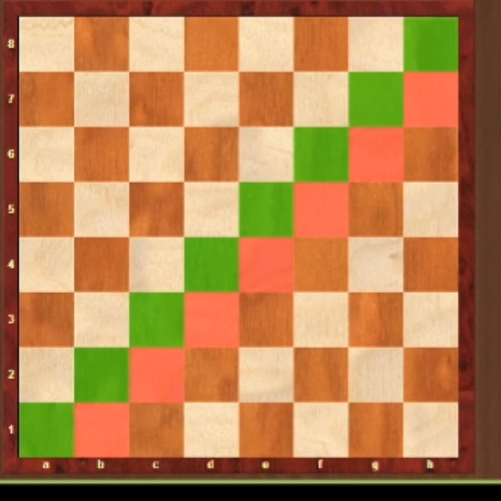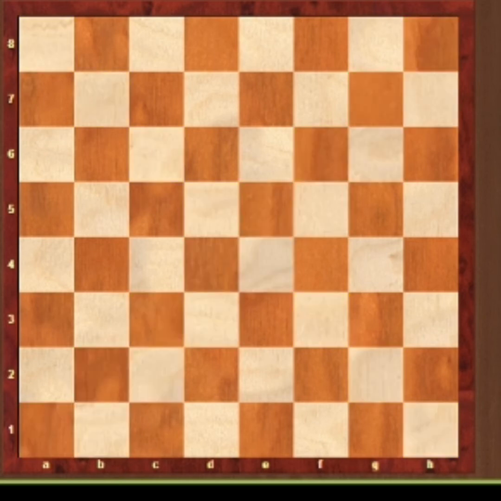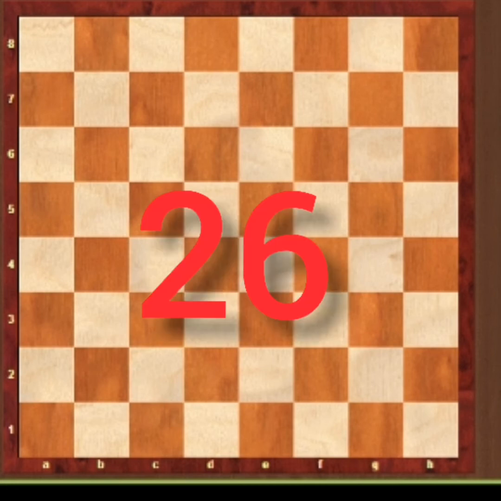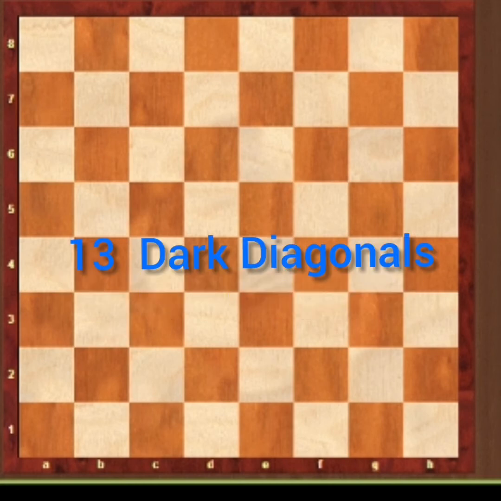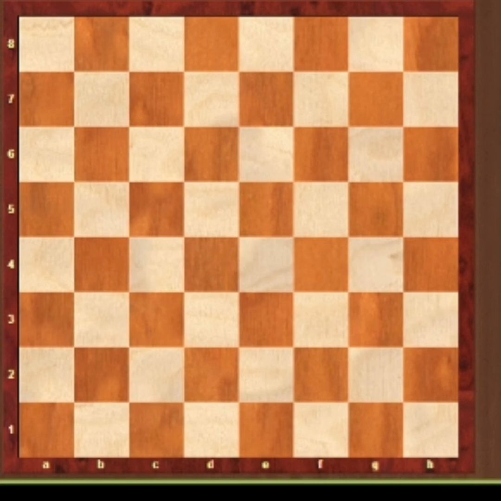Now, here's a quiz for you. If you pause the video and we see that we've got some different type of diagonals, I'll highlight one more diagonal for you, like this. Can you work out how many diagonals are on a chessboard? Hopefully you did pause your video and you've come up with that magic number 26. 26 diagonals on the chessboard. 13 white and 13 dark squares that make up the diagonals on the chessboard.